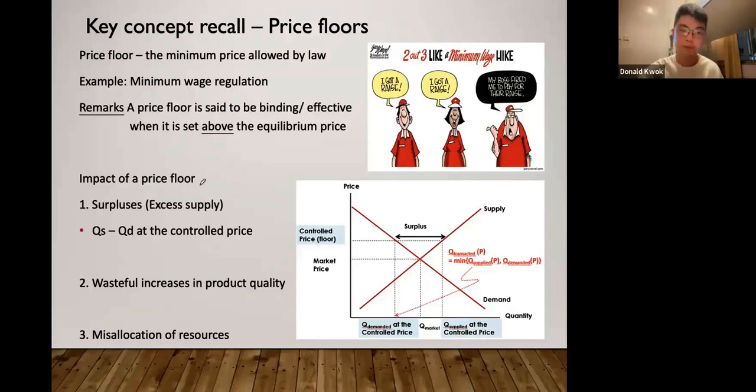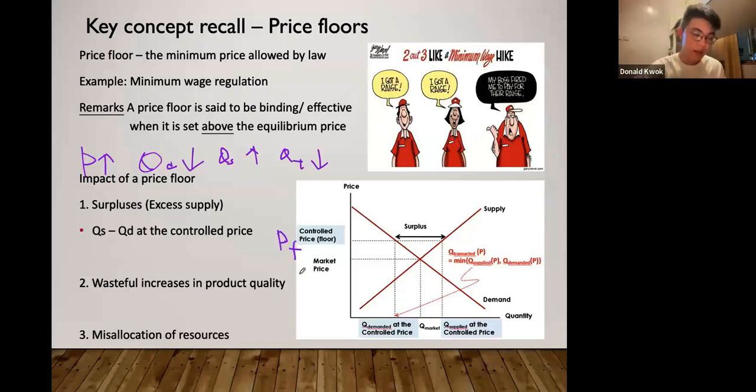With the imposition of an effective price floor, the price will increase, quantity demanded will decrease, quantity supplied will increase, while the quantity transacted will decrease. These are the impacts caused by an effective price floor. With a drop in quantity demanded and a rise in quantity supplied, there will be a surplus, or excess supply, at the control price, which I call PF. So this is the first impact.